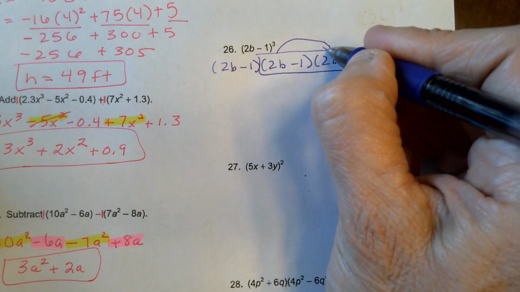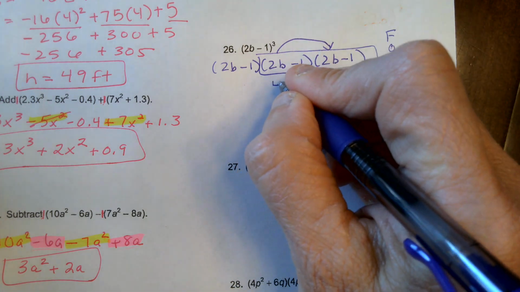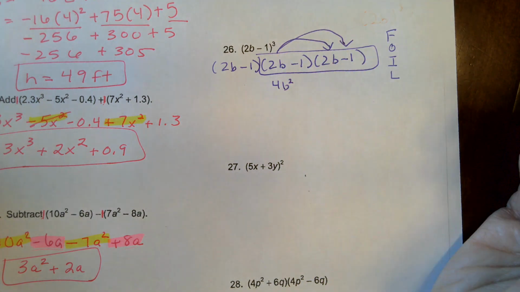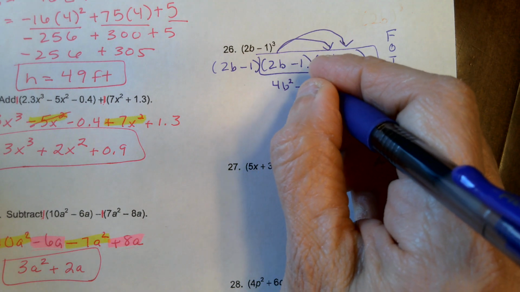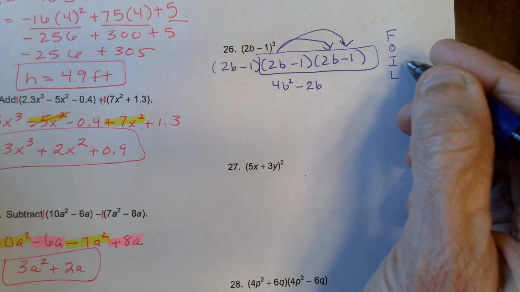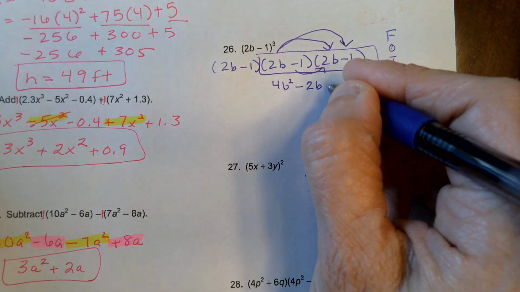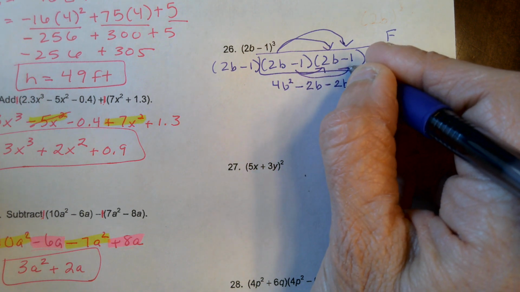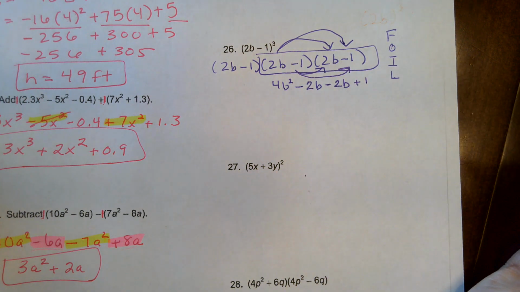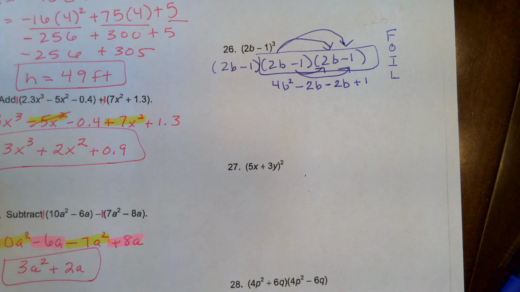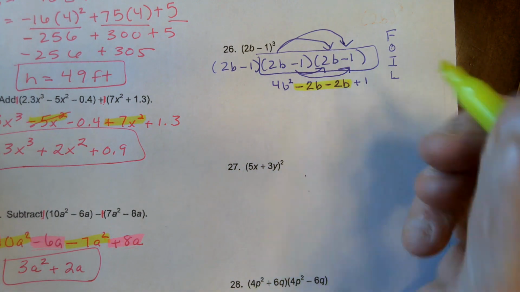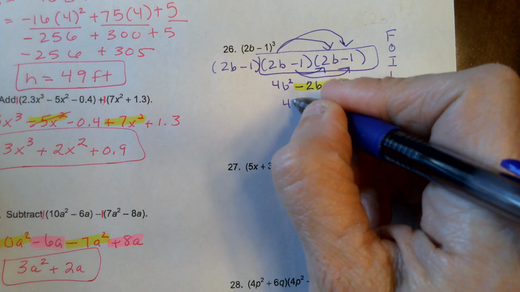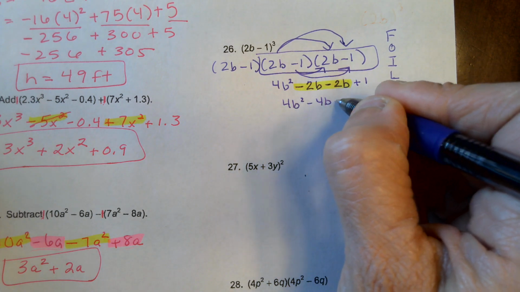First, 2b times 2b is 4b to the second. 2b times negative 1 is negative 2b. Inside, negative 1 times 2b is a negative 2b. And last, negative 1 times negative 1 is a positive 1. I indeed have 2 like terms here, negative 2b and negative 2b, so I have 4b squared minus 4b plus 1.